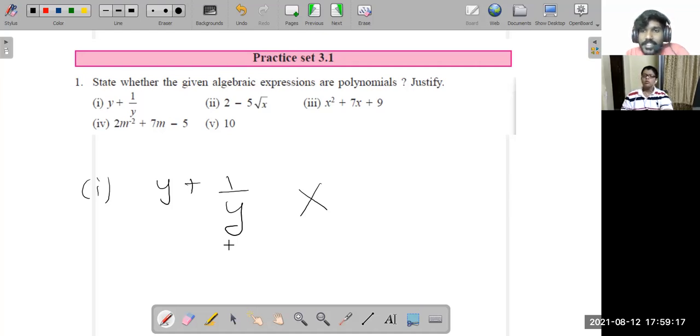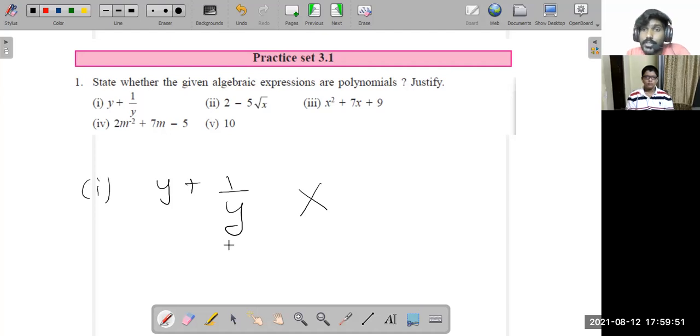What should be whole numbers and natural numbers? The coefficients? No. Coefficients can be anything. What you have to check is the powers. Coefficients can be decimal, fraction, anything. But the powers should be whole numbers. Whole numbers, natural numbers, but zero also it can be.